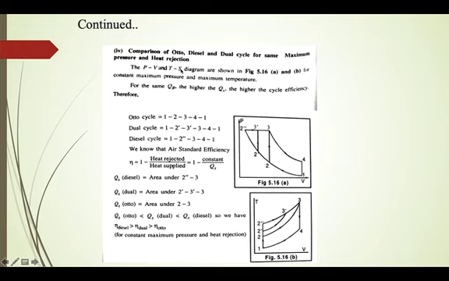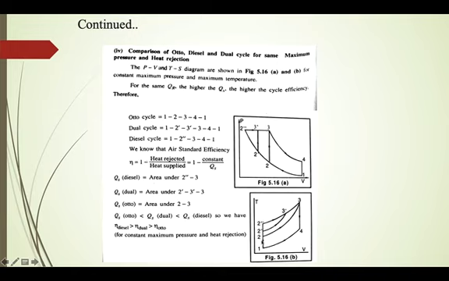Now the next case, the last case, is comparison of Otto and diesel cycle for maximum pressure and heat rejected. Maximum pressure and heat rejected remain the same. So in the PV diagram, 1, 2, 3, 4, this is the Otto cycle. 1, 2 double dash, 3, 4, 1, this is the diesel cycle, and 1, 2 dash, 3 dash, 3, 4, 1 is the dual cycle. The maximum pressure is the same for all cycles, because the maximum pressure is at 2 dash, 3 dash and 3, which is the same for all cycles.